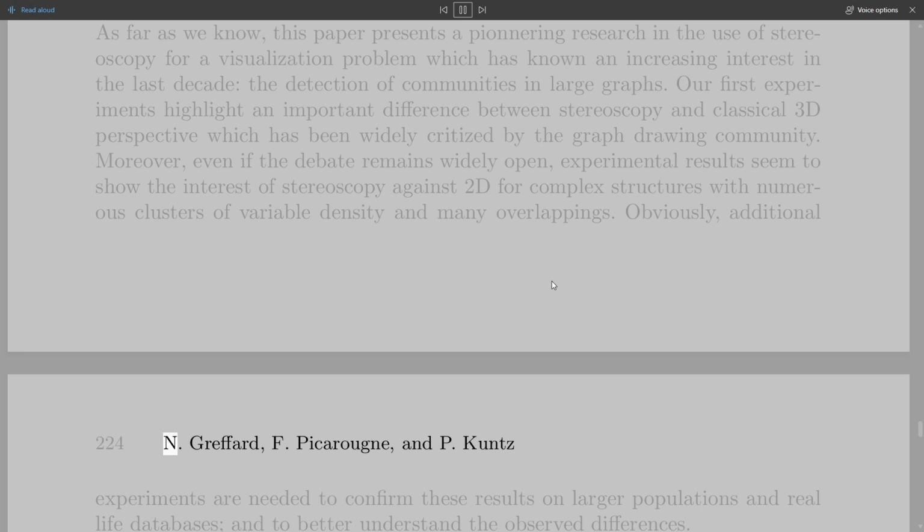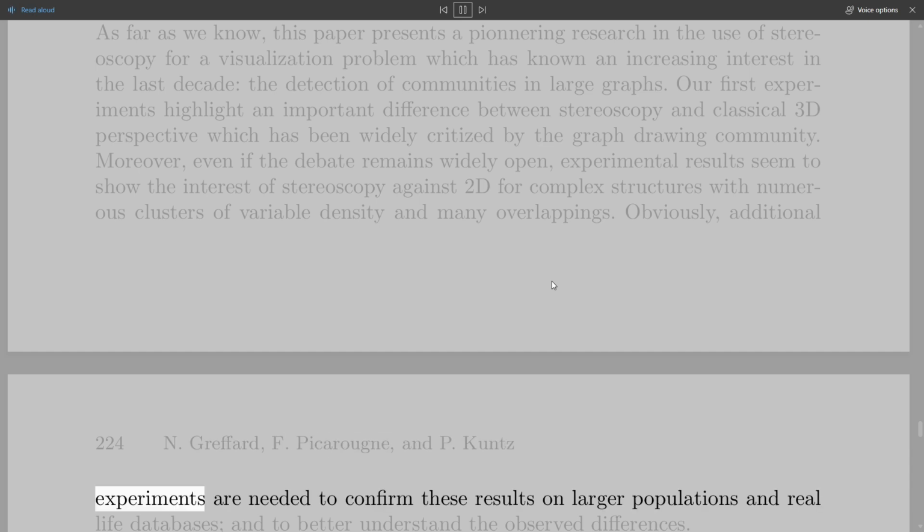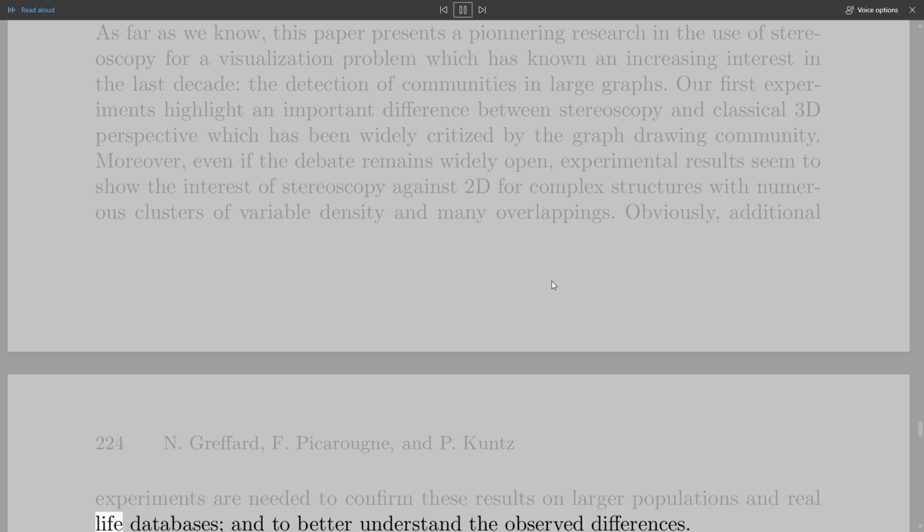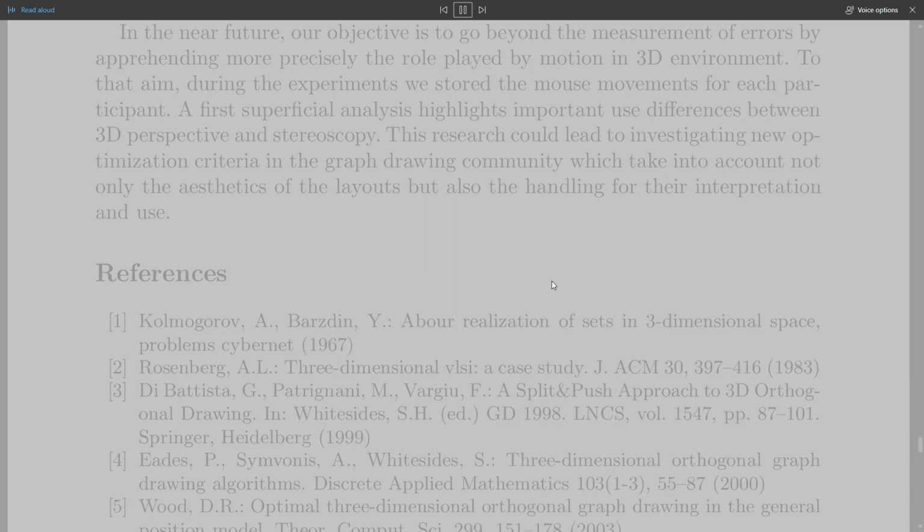224. N. Greffard, F. Picarougne, and P. Kuntz. Experiments are needed to confirm these results on larger populations and real-life databases, and to better understand the observed differences. In the near future, our objective is to go beyond the measurement of errors by apprehending more precisely the role played by motion in 3D environment.